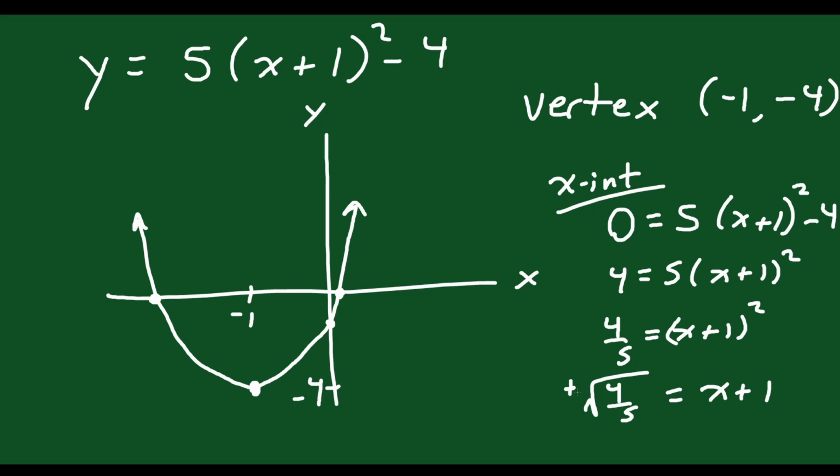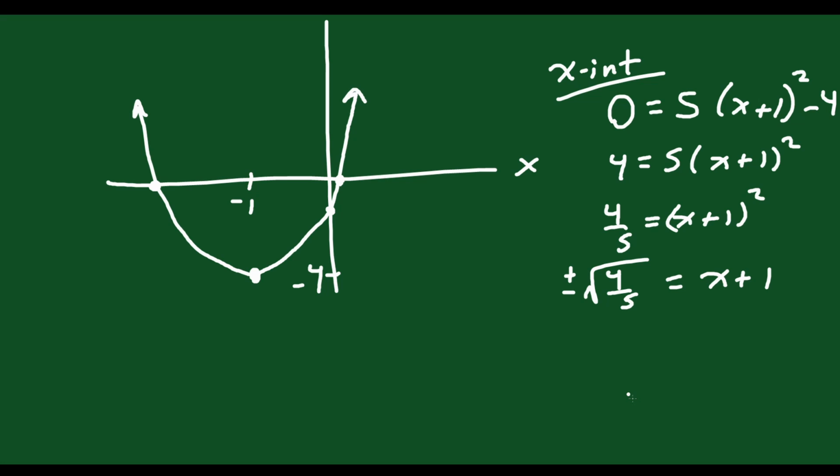And that's plus or minus, the square root of 4 over 5, because when you take the square root of something, you get the positive and the negative of that number. Bring the 1 to the other side. So you get plus or minus root 4/5 minus 1 is equal to x. So you get two answers. The answers in this case might be a little bit messy, but we can calculate approximately what they are.